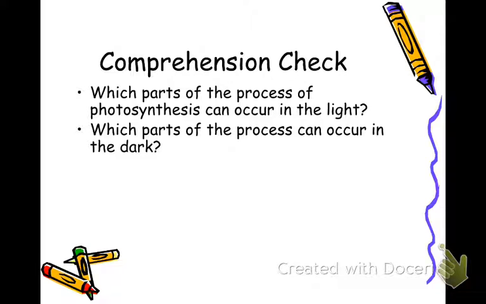Let's go back to that first question. Which parts of the process can occur in the light? Is it just the light reactions? And if you're thinking, well, no, you're right. It's the light reactions and the Calvin cycle. Okay. Which parts of the process can occur in the dark? And that would be only the Calvin cycle, because it's light independent.